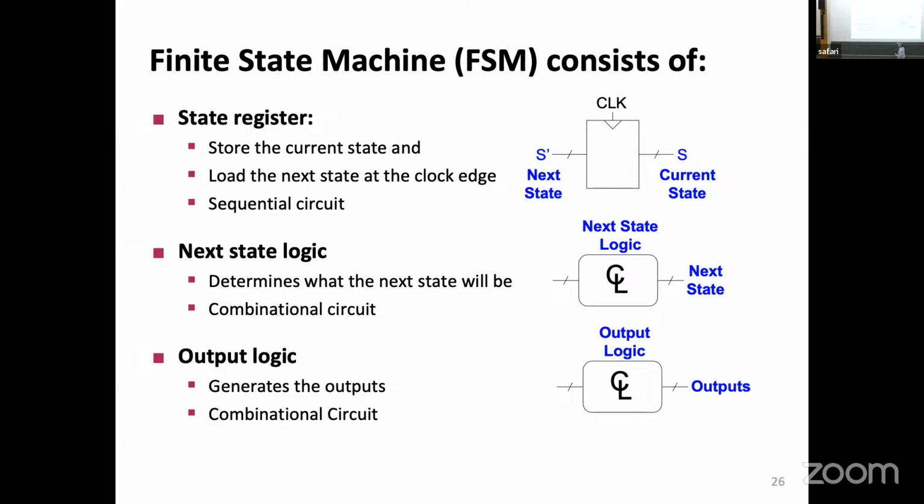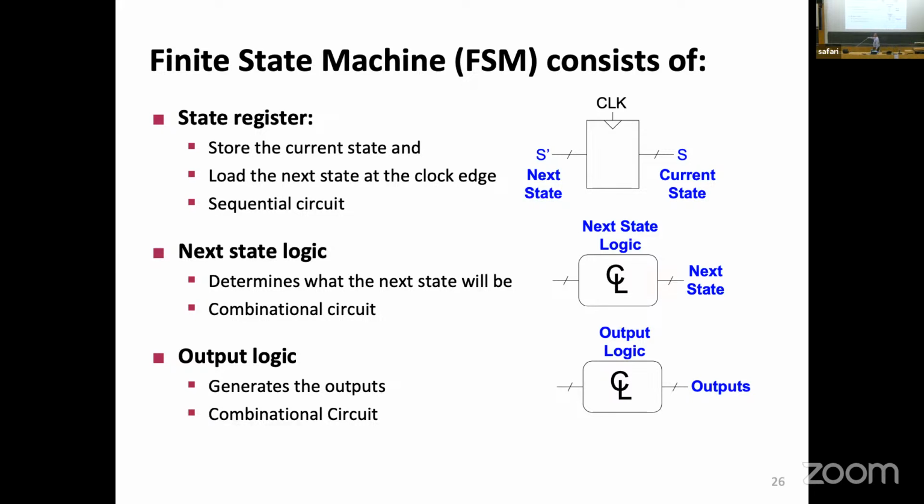Now we have the next state logic. The next state logic is a combinational circuit. It calculates what the next state is going to be. How is it going to calculate? It looks at the inputs and at the present state, the current state, and out of these two it says: if my current state is this, and the inputs are there, probably the next state is going to be this. Here you have it.